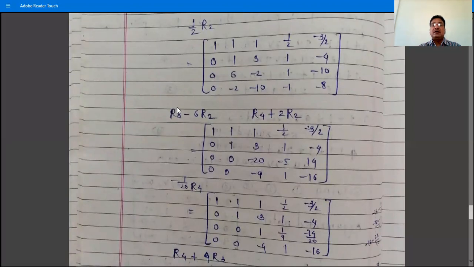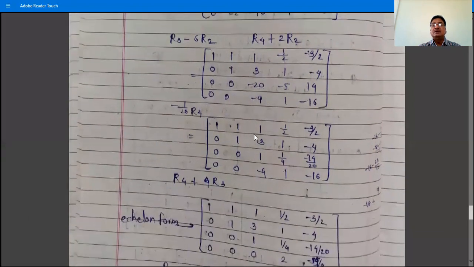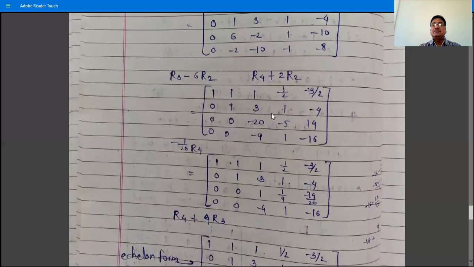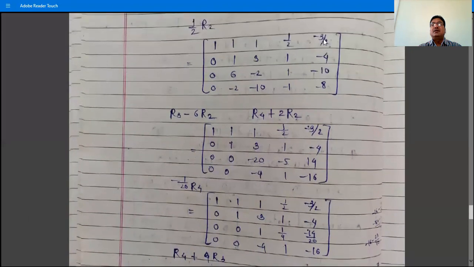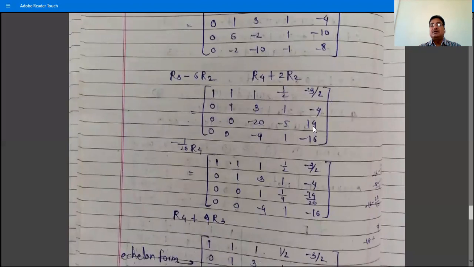So what are the transformations? We have to reduce this 6 and minus 2 to 0 by using this 1. So R3 minus 6 R2 and R4 plus 2 R2. So plus 2 and minus 2 become 0. First row as it is, second row as it is, the change is in the third row. So what is the change? Minus 6 plus 6 is 0. Then minus 6 into 3 is minus 18, minus 2 becomes minus 20. Then minus 6 into 1 becomes minus 6 plus 1 becomes minus 5. And then minus 6 and minus 10 multiplication is 60 minus 8 becomes 60 minus 6. Yes, minus 6 and minus 4 becomes plus 24 minus 8 becomes plus 40.